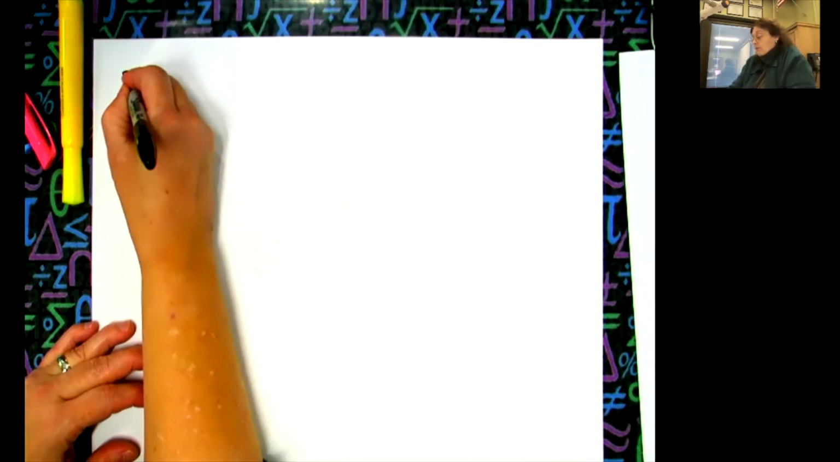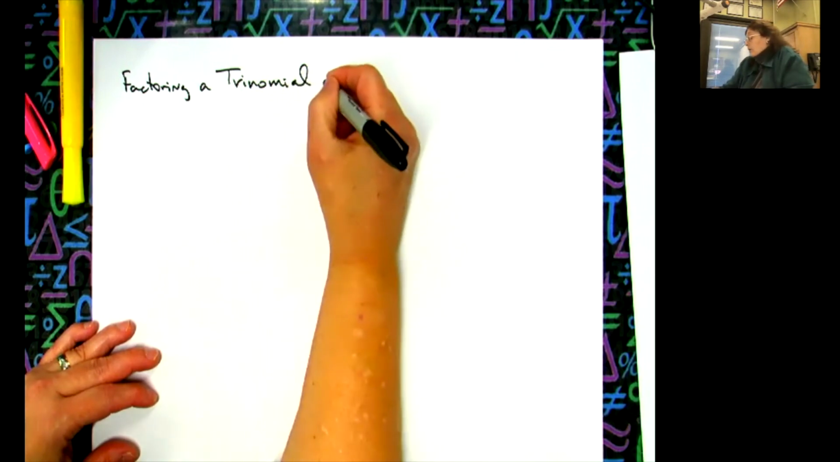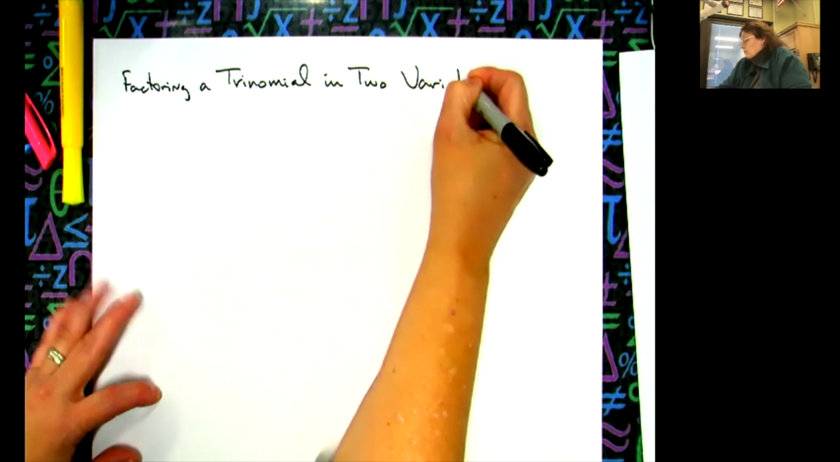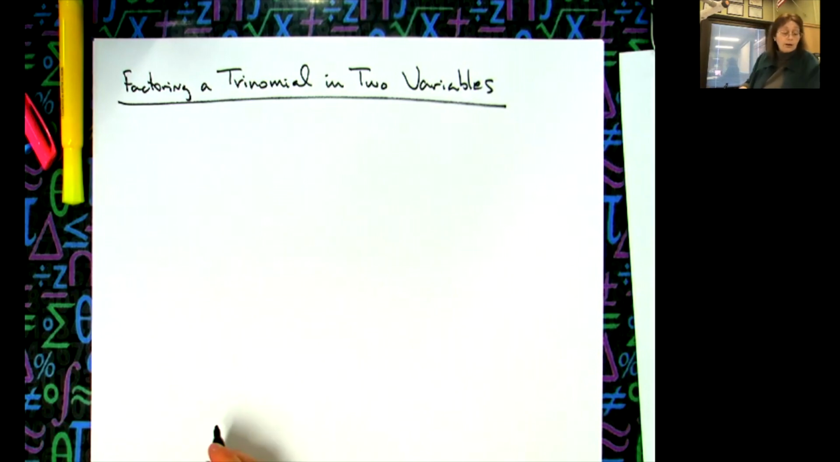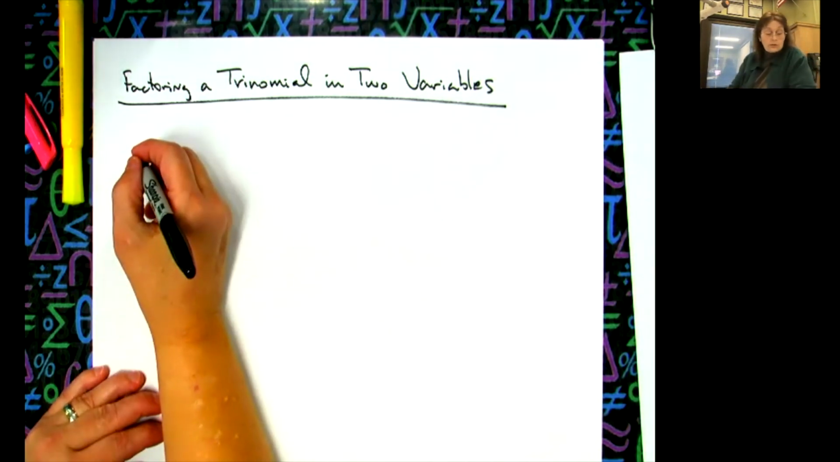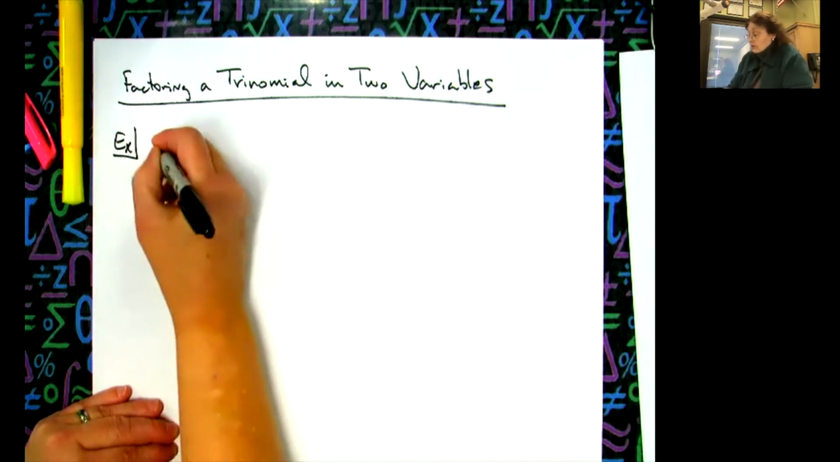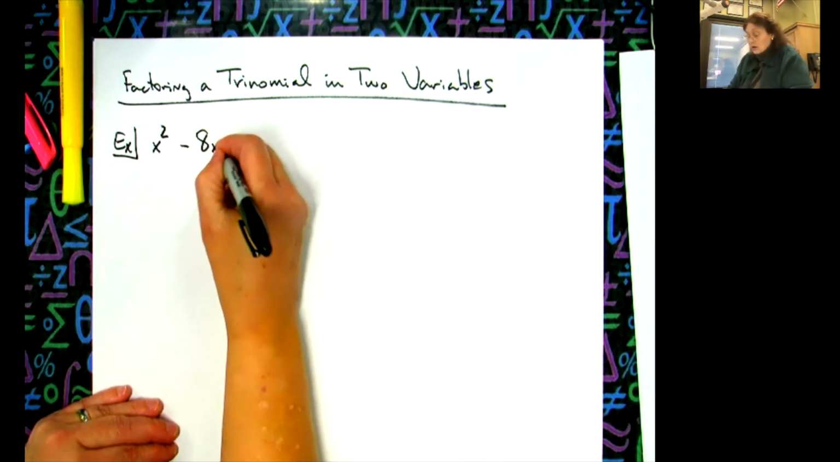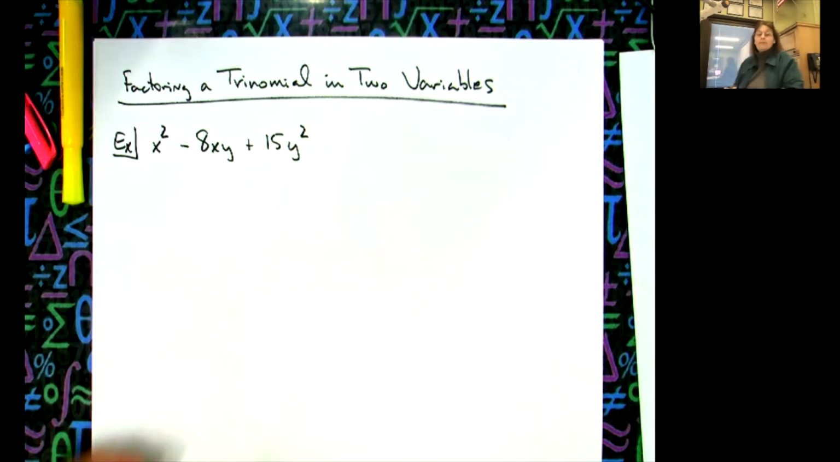Let's call this factoring a trinomial in 2 variables. Because I'm going to throw an extra letter. Okay. So let's try not to do too large numbers. Let's do like an x squared minus an 8xy plus a 15y squared.